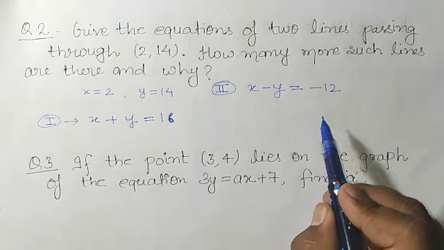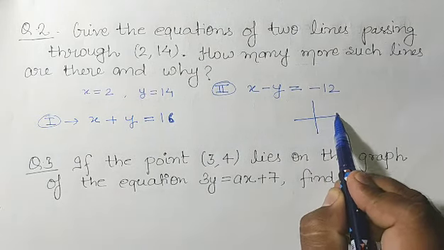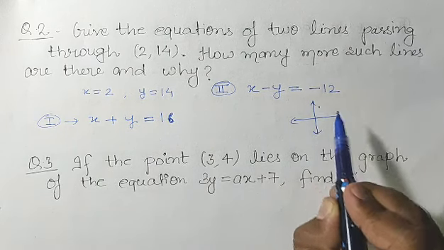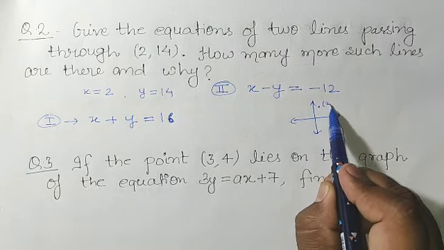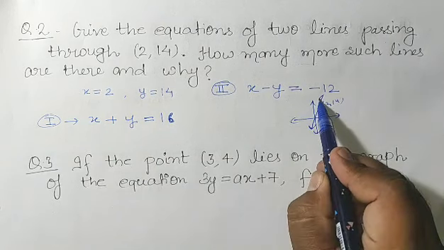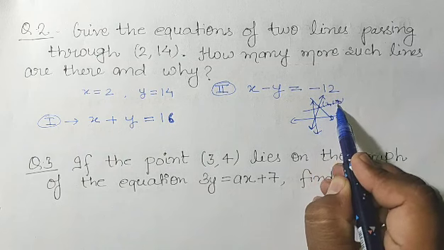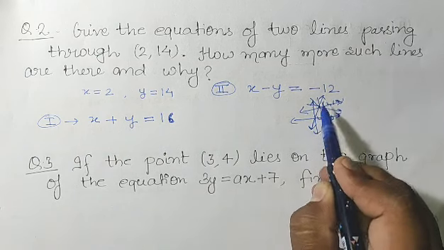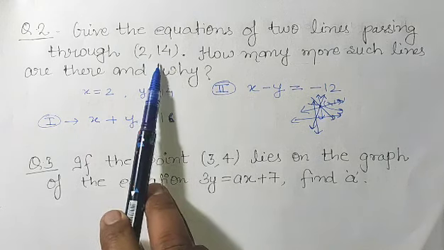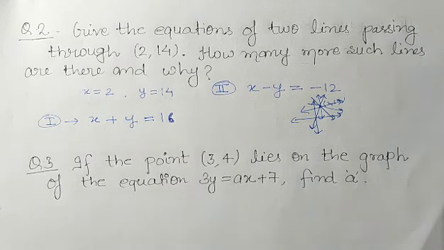If you want to understand it geometrically, suppose this is a Cartesian plane and one point is there, suppose this point is 2, 14. You know very well that infinitely many lines can pass through one point. So that is also the reason that from a point infinitely many lines can pass through. All those lines will satisfy these values because this is a common point for all those lines.